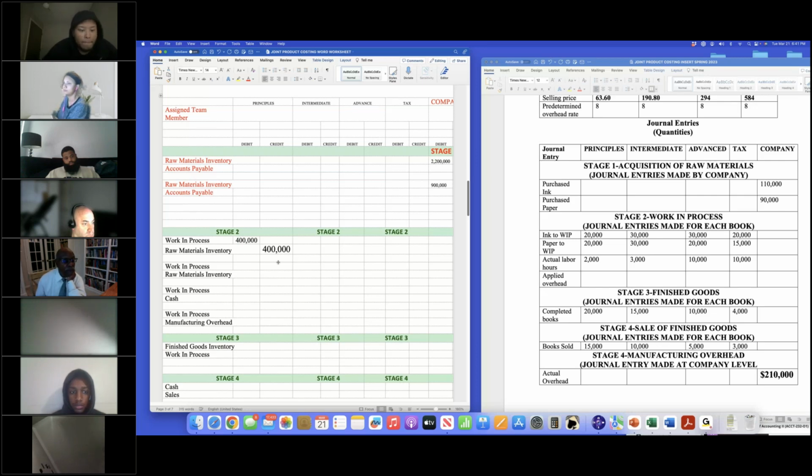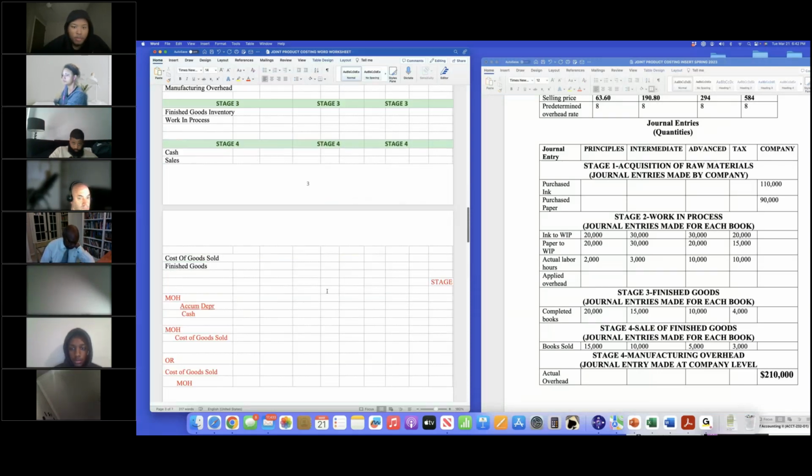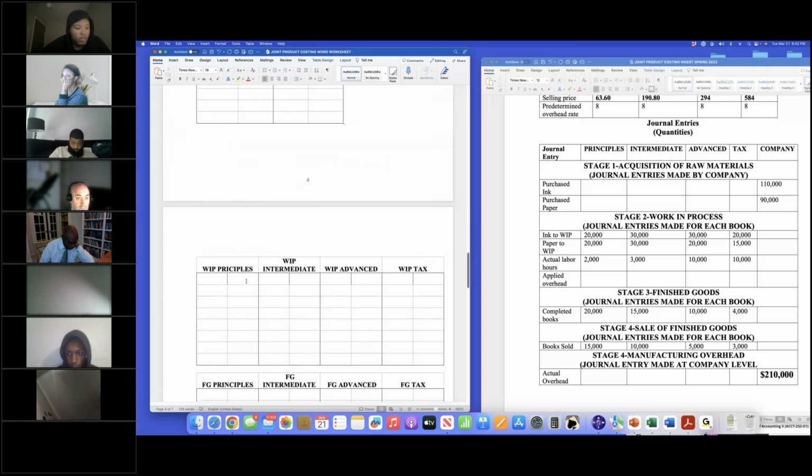All right, what we're going to do for the paper? 20,000 in paper. What does the paper cost? $10. So this is going to be 200,000. But every book is doing this. So now you will go and post these. So here that individual is going to go and credit 400 and 200. Then there's a work in process account for principals. So we're going to put 400,000 in here and 200,000.